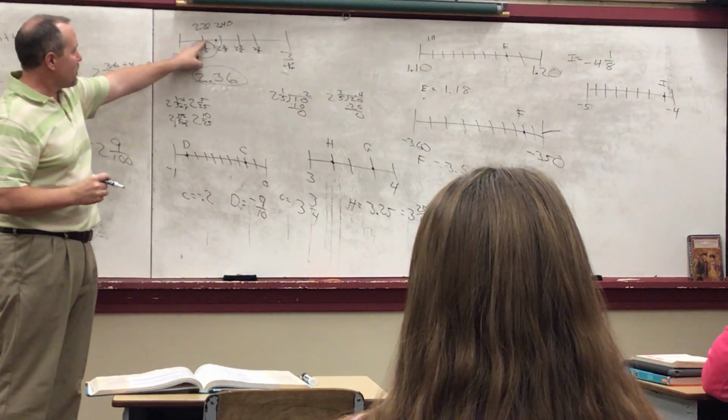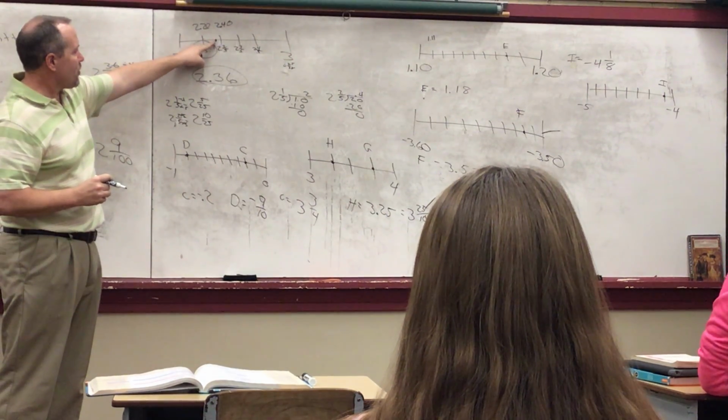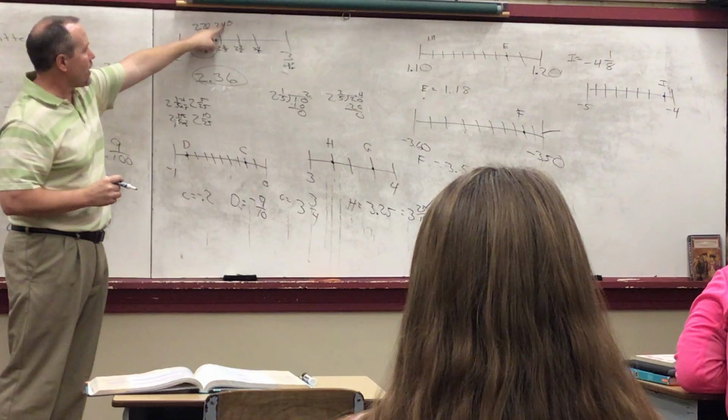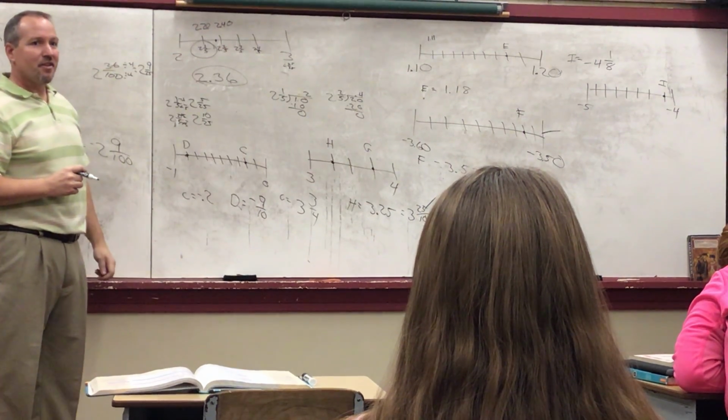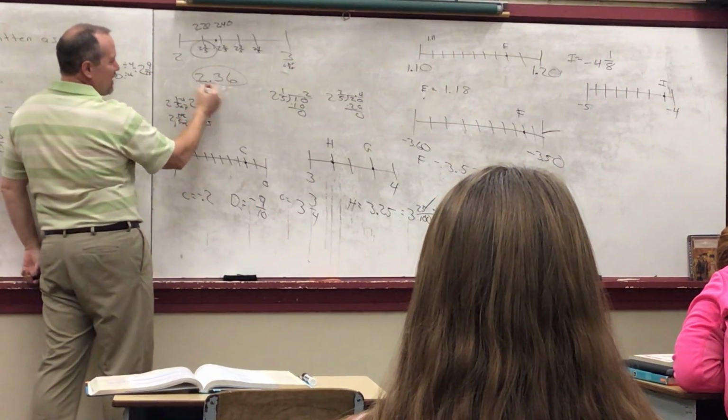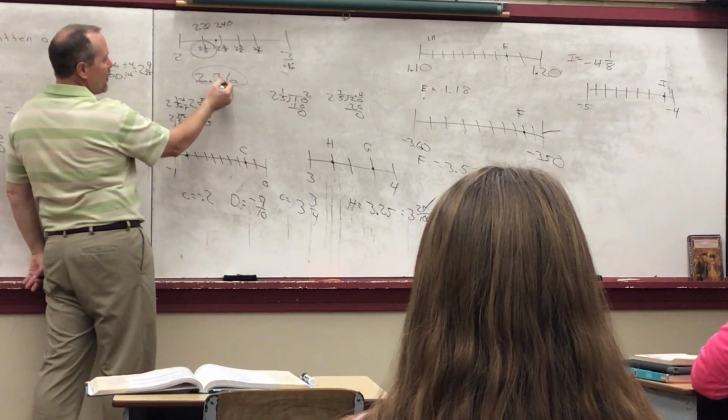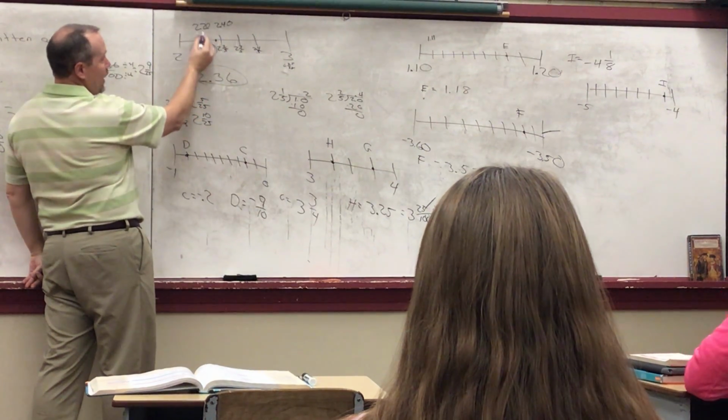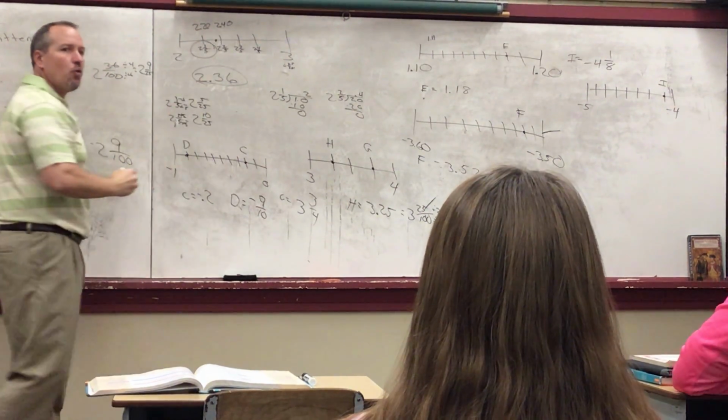20, 21, 22, 23, 24, 25, 26, 27, 29, 30, 31, 32, 33, 34, 35, 36, 39, 40. 2 and 4000. Okay, so you're estimating where 2 and 3600 is between 2 and 2000 and 2 and 4000.